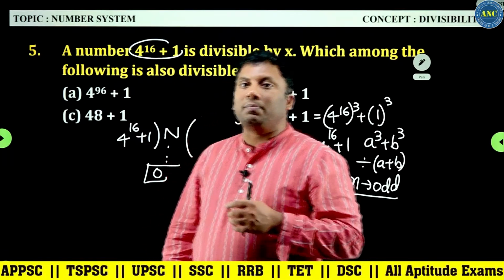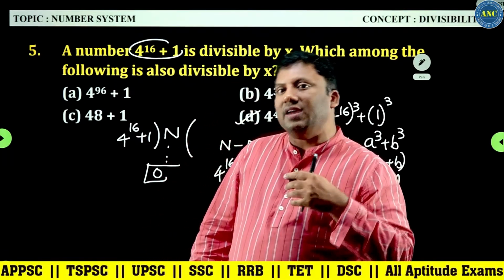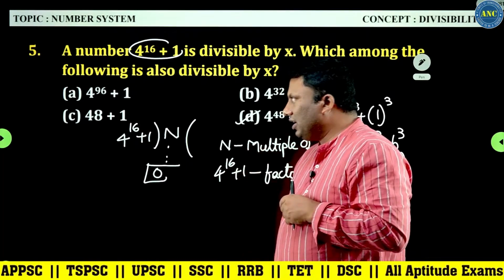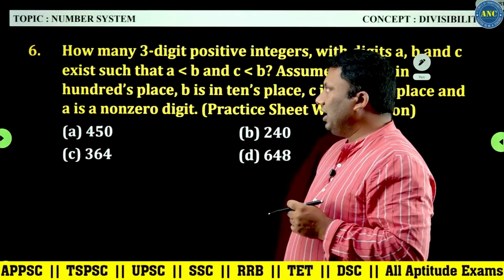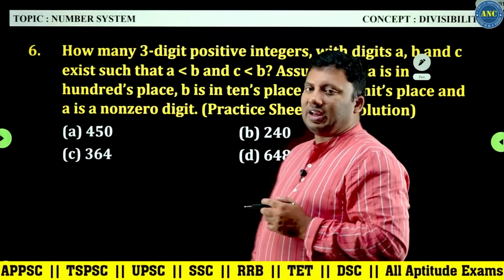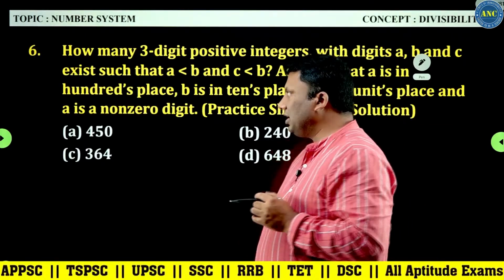A power n plus B power n is only divisible by A plus B if n is odd. So the answer for this question is 4 power 48 plus 1. I hope the idea is clear.